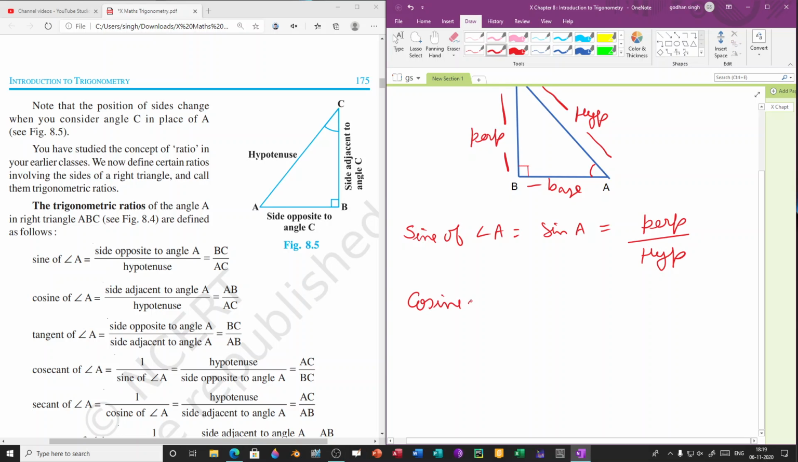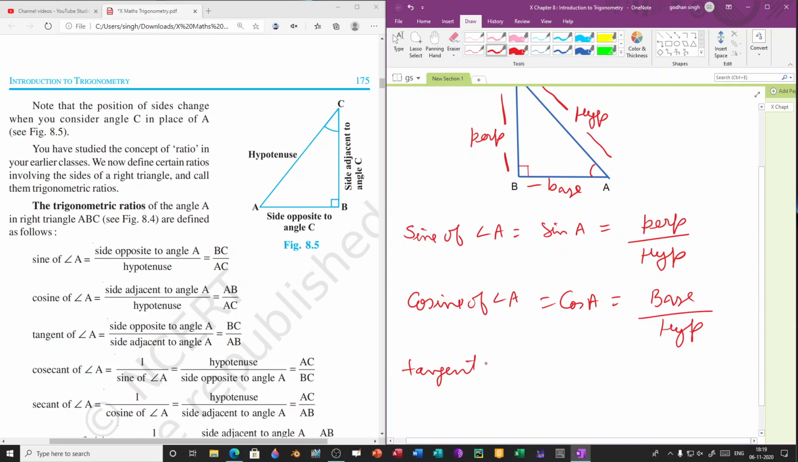Cosine of angle A, in short we write it as cos A, and it is defined as base over hypotenuse. So this is the definition of cosine of angle A. Whenever we take the ratio of base over hypotenuse, it is to be considered as cosine of the angle. Now next we will learn another ratio that is known as tangent of angle A.